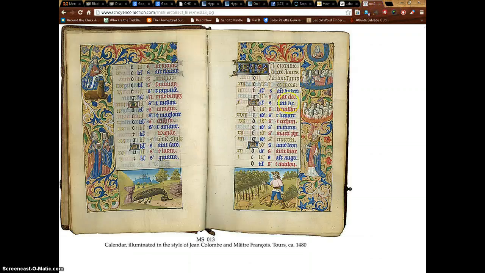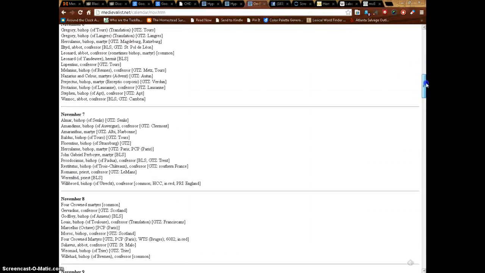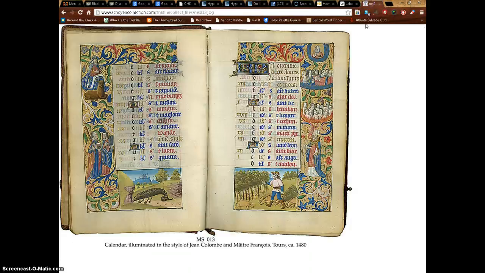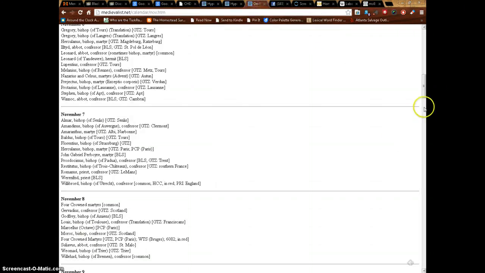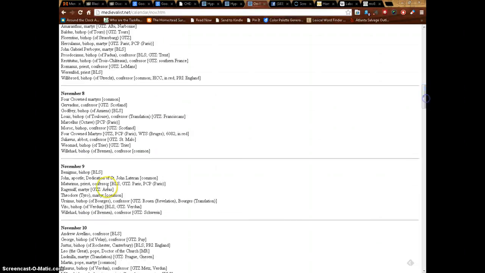So, each time I find a match, I'd write it down. T-H-E-N-A-R-T? So I know I want to go down to November 7, and I don't see anything that might work. And of course, you're not going to find every match because each book is locally made. Saint Mathurin. So let's see if we've got a match there. And we're down a little bit. And Maturinus, priest and confessor.